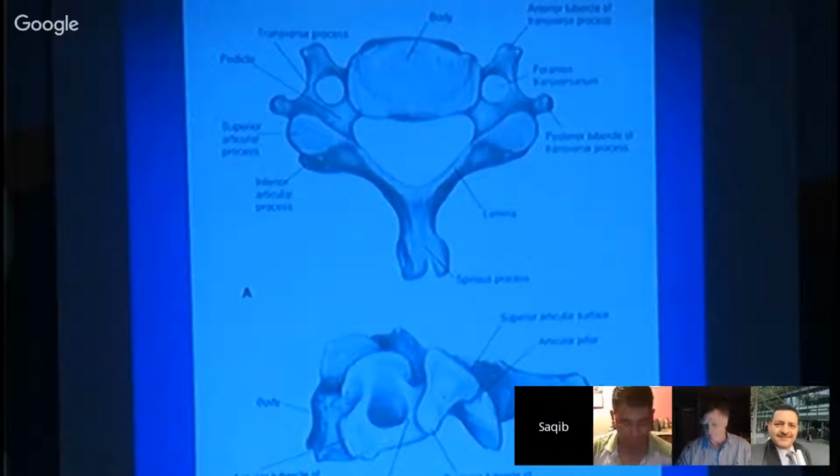Another particularity of the cervical vertebrae are the uncovertebral joints, which are also important for the stability and for the specific movement of the cervical spine. That's an important landmark when you do anterior foraminotomies.